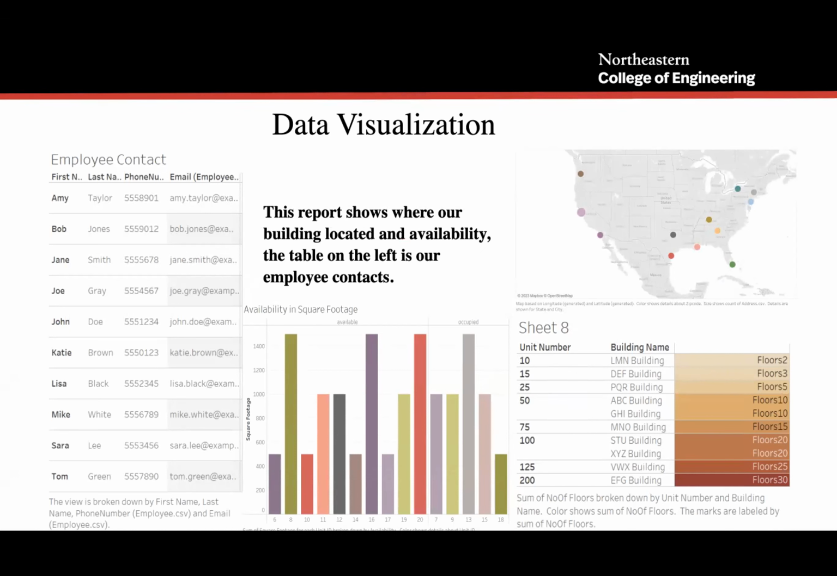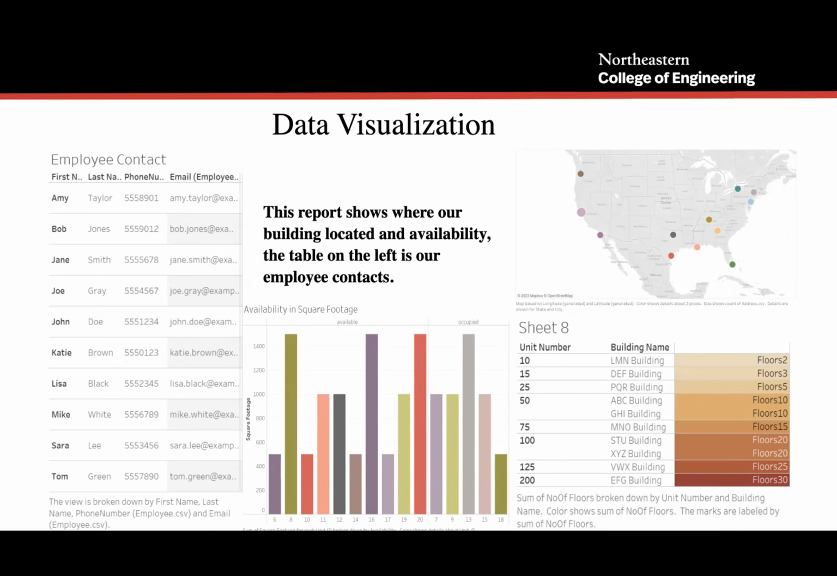Okay, so for the data visualization part, our first report is from the company side. This report shows where our buildings are located and their availability. The table on the left side is our employee contact, as you can see. The histogram below is the availability by square footage. And the map on the right is where those buildings are located. The last picture in the right corner is the floor plan.